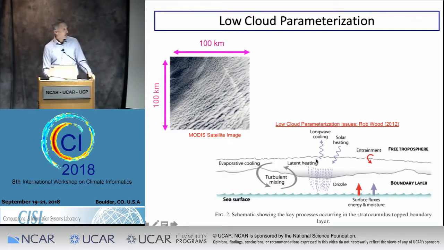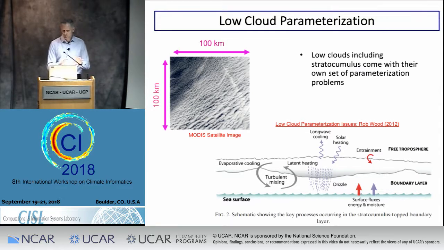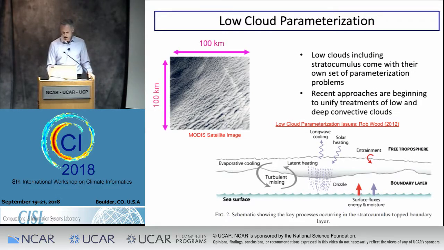For example, you have to take into account radiation at the top of the clouds. You have to take into account entrainment of air from above the boundary layer into the cloudy region. You have to account for turbulent mixing in the boundary layer. There's drizzle that rains out moisture, surface fluxes, and so there's a lot that goes into development of a cloud parameterization. So low clouds have their own unique set of parameterization issues.